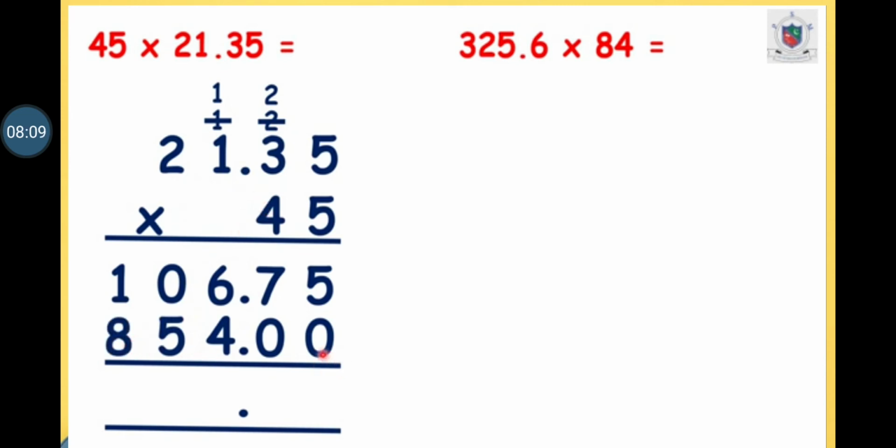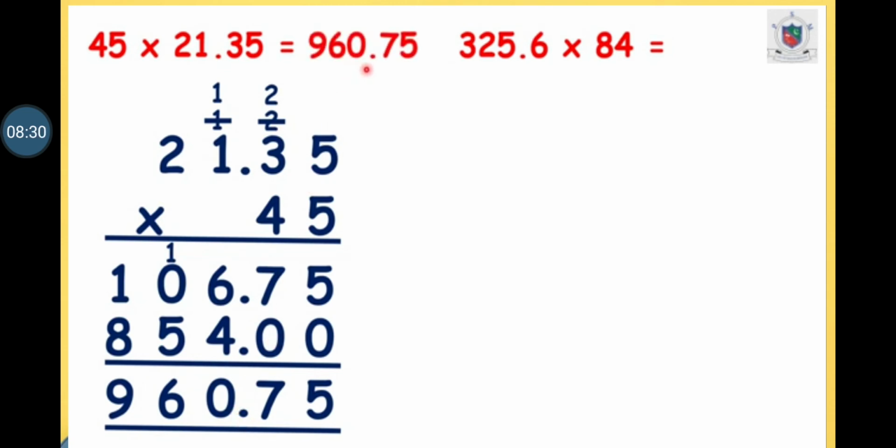At the end, we have to add the products. So it will be 5. Then 7. Here is 10. So 1 will be carry forward. 5 plus 1 is 6 and 8 plus 1 is 9. So we get 960.75. You can see, dear students, that in the question, after the decimal point, we have 2 digits. And in the same way in the answer, after the decimal point, we have 2 digits. It must be the same as in the question.